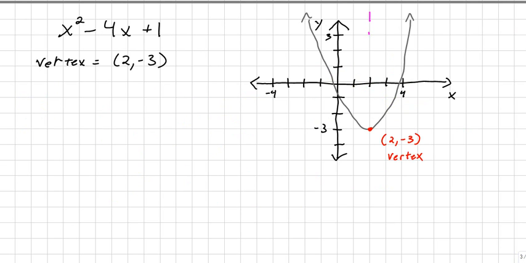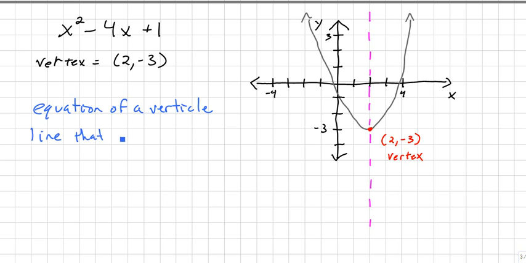And what we're really looking for, the axis of symmetry, is a vertical line that splits the parabola into two equal, symmetrical parts, and it passes through the vertex. It always passes through the vertex. In this case, the vertex is 2 comma negative 3. So when we're trying to find the axis of symmetry, we're trying to find the equation of a vertical line that will always pass through the vertex, so we're looking for an equation of a vertical line that passes through the point 2 comma negative 3.